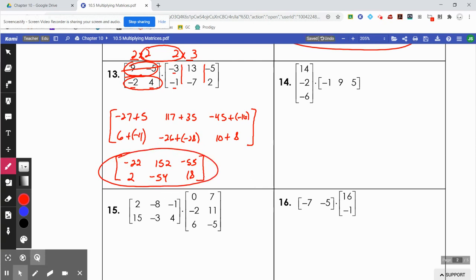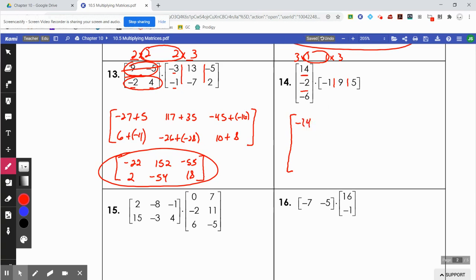Okay, number 14, you have a 3 by 1 multiplied with a 1 by 3. Can be multiplied, and your answer actually should be a 3 by 3. Now, how are we going to get that? We're going to multiply each row with each column. Well, each one of these only has 1 number in them. So you're going to take your first row and multiply it by your first column, and that's it.